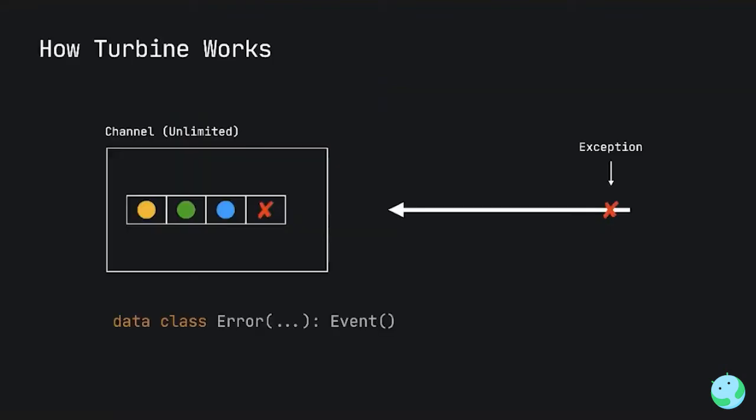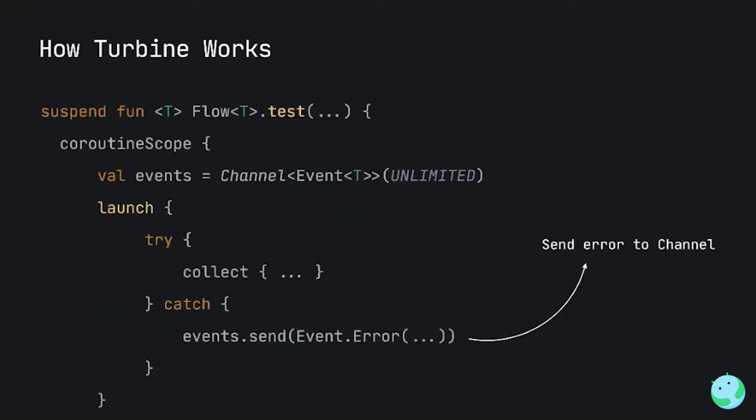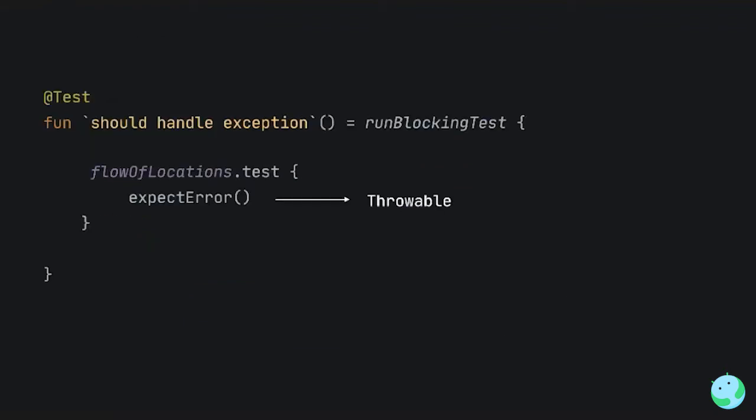If you're using Turbine, it has a try and catch internally in which it will store an error event for you. So here's an example. You can see there's a try and catch while it's collecting, and there's an exception that happened. It will store an error event right there, as you can see. So if I want to test that scenario, if an exception happens upstream, I could use this method expect error and verify the throwable that it threw something.